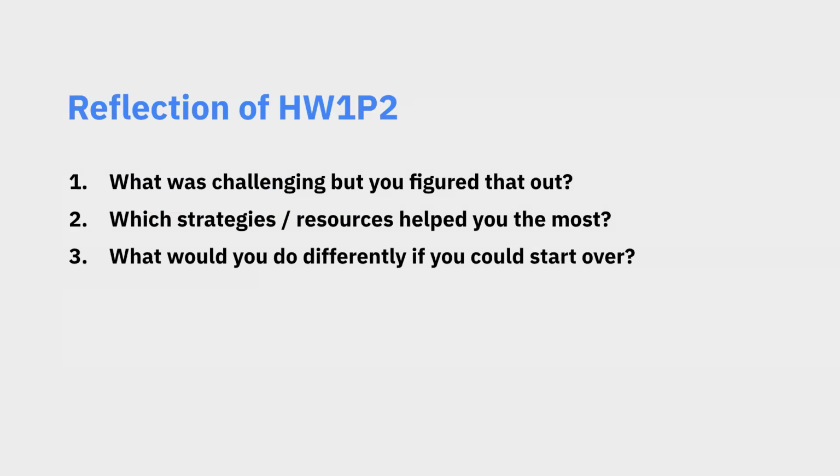Before we start this, we'll do a little reflection of everything you learned for homework 1, part 2. So if you can open maybe some notebook notes or whatever, and simply ask this question: what was the most challenging thing in the previous homework, but you figured it out? Second, which strategies or resources did you use that you think were very helpful? And finally, what do you think you would do differently if you could start over from scratch? We have 5 minutes. Each of you can think about it, because it will be very helpful for the next set of homeworks.